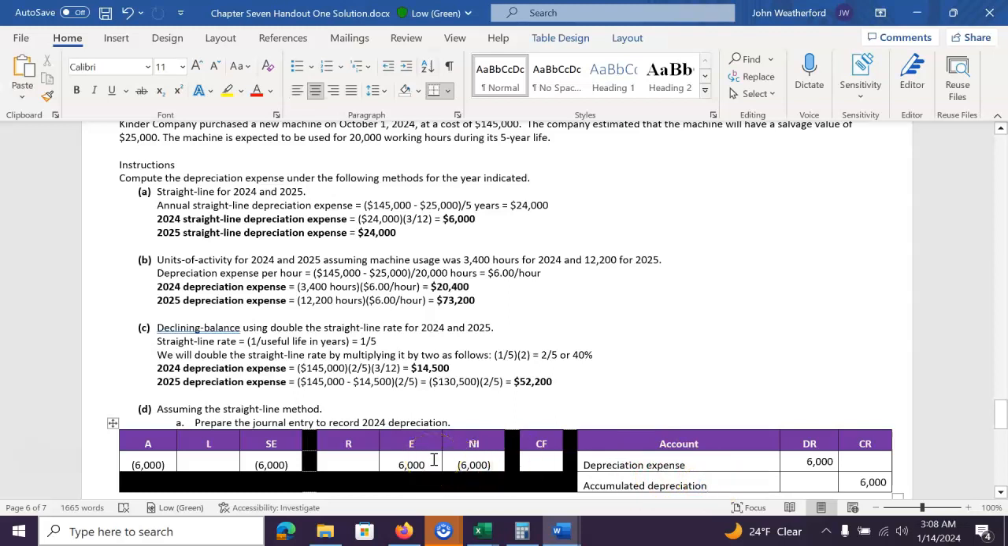Now we've got expenses increasing by $6,000, which causes net income and stockholders' equity through retained earnings to both decrease by $6,000. And then the increase in the contra asset account decreases assets.